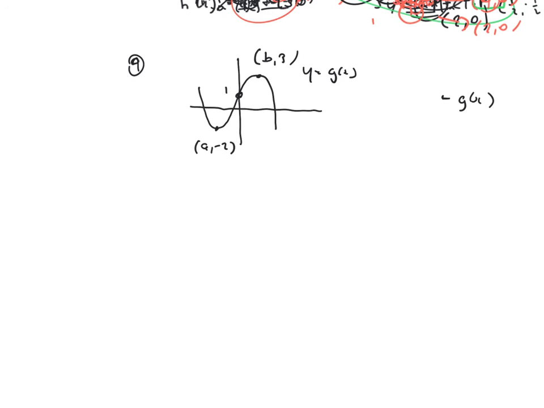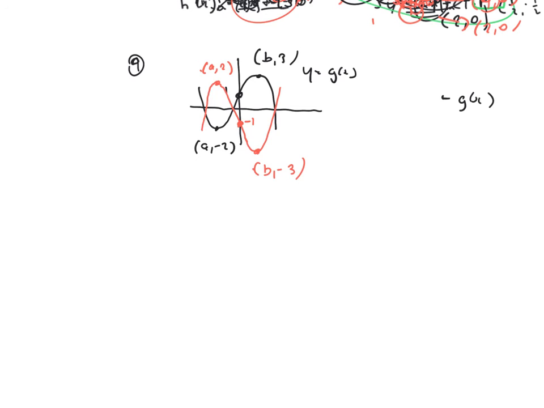So it's a flip across the x-axis. (a, minus 2) will now go through (a, 2). I'll now go through minus 1 on the x-axis, and (b, 3) will now be (b, minus 3). So dead simple, you need to get each of those, and that will definitely just be 1 mark.